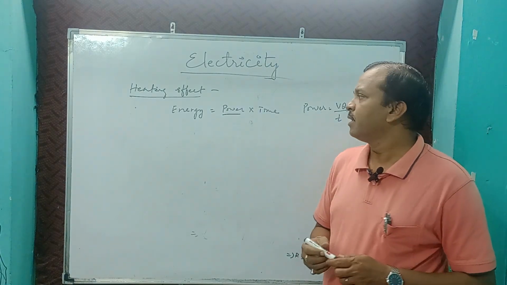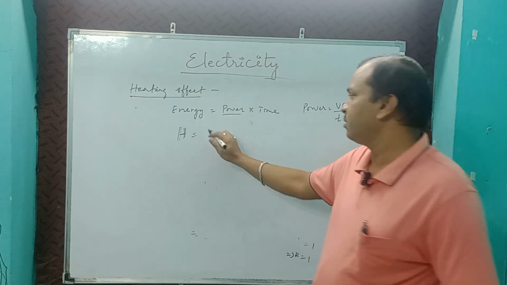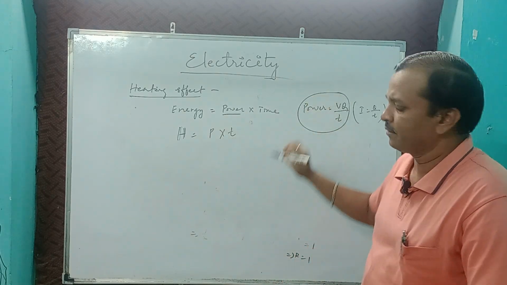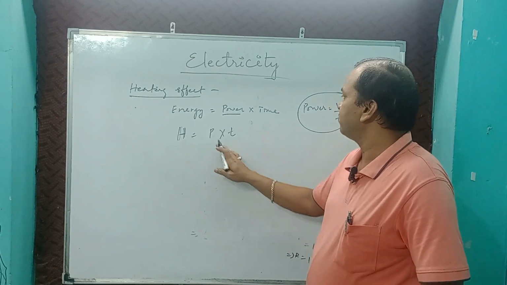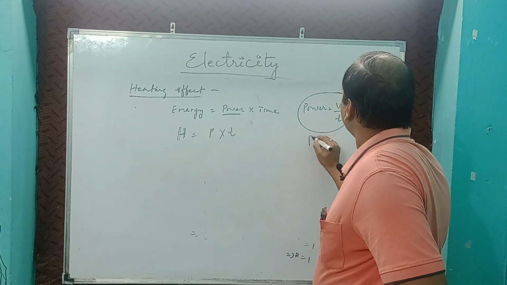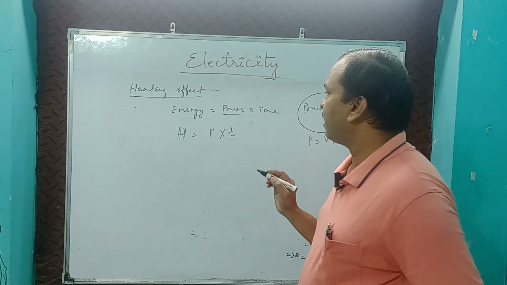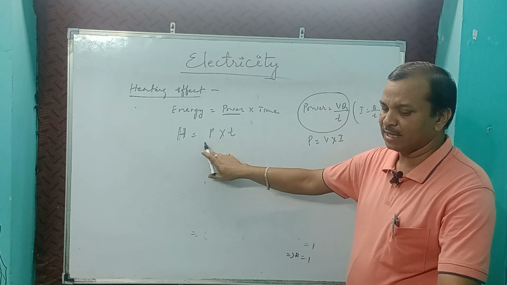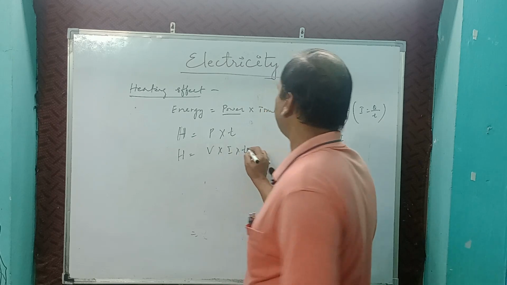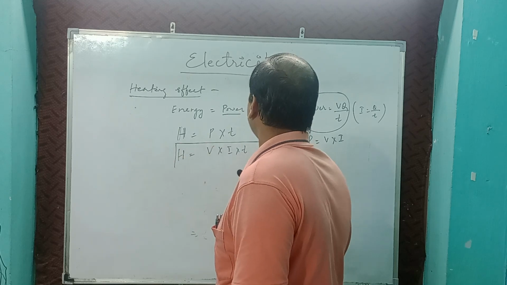Clear? H is equal to, here energy H is equal to power into time. Power is equal to VQ by T. Clear? So P is equal to V into I. Now I will put P is equal to V into I here. So H is equal to V into I into T. Clear? So this is the formula for H, heat.